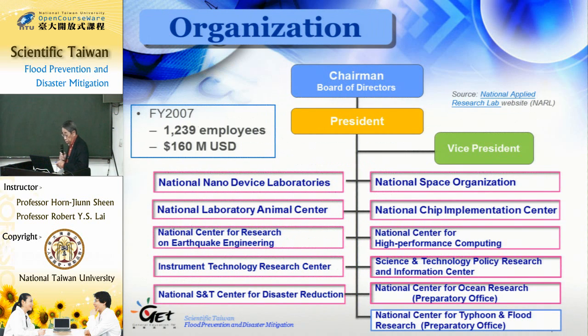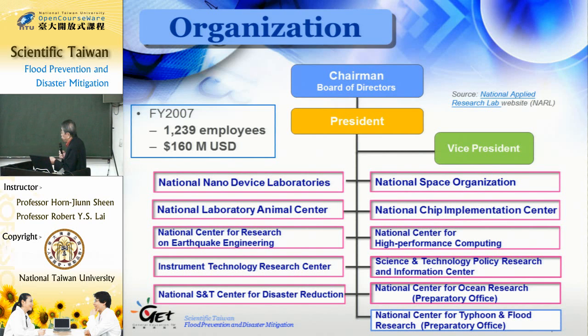All right, this is the regular organization of the National Applied Research Laboratories. The chairman of the board and then the president. Under this organization, we now have 11 research centers. As you can see, there is the National Nano Device Laboratories, which you visited in Hsinchu, on the manufacturing technology of semiconductors. Then the National Laboratory Animal Center, which produces more than 250,000 different kinds of mice for medical research purposes.